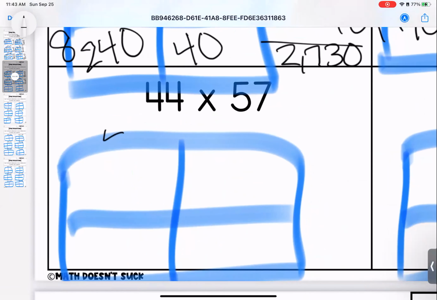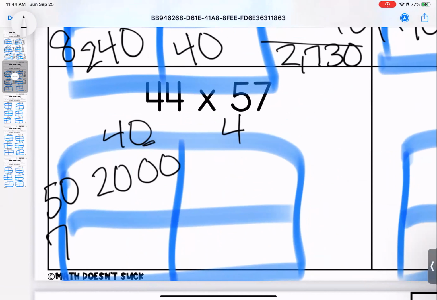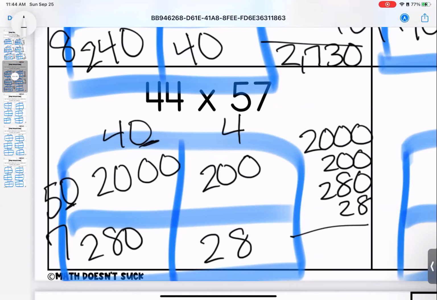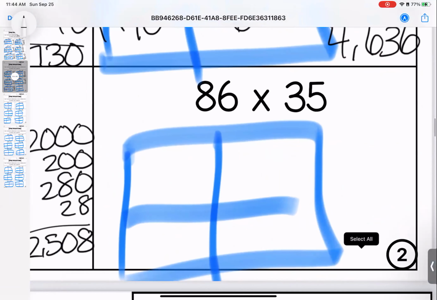44 times 57, break it down. 40 and 4, 50 and 7. 5 times 4 is 20 and 2 zeros. 5 times 4 is 20 and a 0. 7 times 4 is 28, 1 zero. 7 times 4 is 28. We stack. Watch our zeros on this. Line it up carefully. When we add these together, we get 2,508.